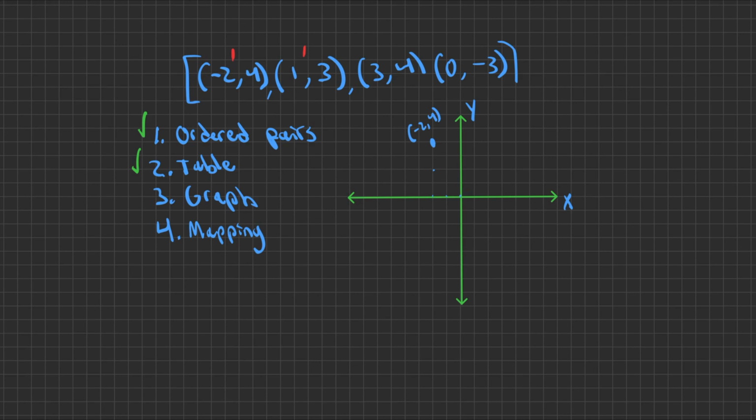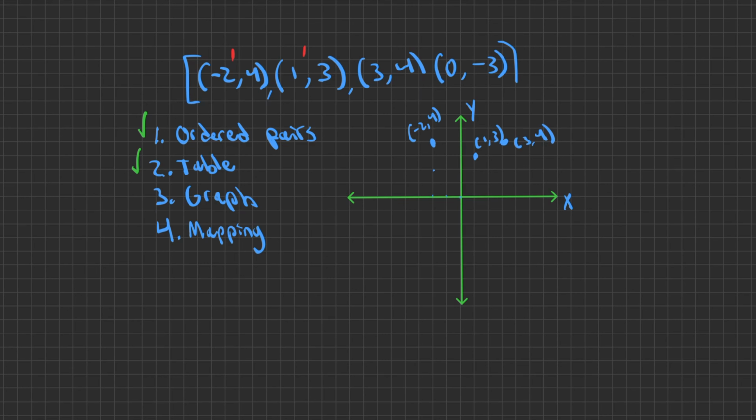Then we have the point 1, 3. 1 along the x, 3 along the y. 1, 2, 3. That is our point 1, 3. Then we have 3, 4. 1, 2, 3. 1, 2, 3, 4. It's a little on the way, but it's this point here. And that is our point 3, 4.